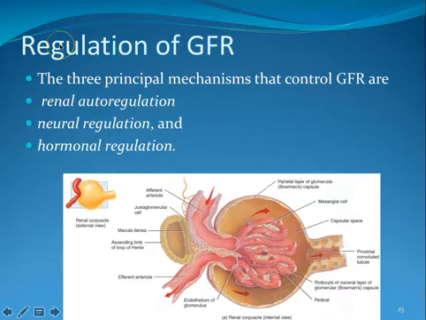What are things that are going to help regulate this glomerular filtration rate? We have 3 different ways. We have what's known as renal autoregulation, neural regulation, and then hormonal. So renal, neural, and then hormonal.